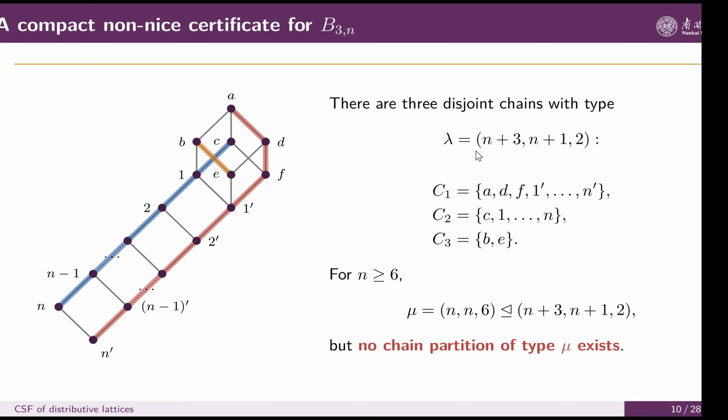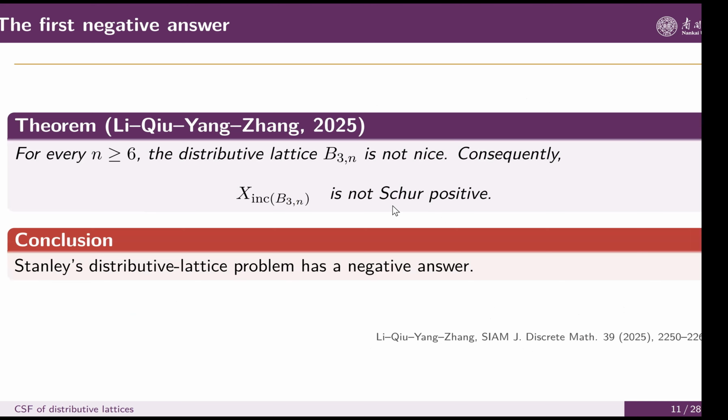We just prove by definition that it has such a lambda, (n+3, n+1, 2), as a stable partition. And there is another mu, (n, n, 6), dominated by this lambda, but there is no chain partition of type mu, because this poset has such a simple structure that we can show it in a few words. So now we have this distributive lattice that is not nice and hence not Schur positive, which is a negative answer to Stanley's question. But Stanley also mentioned that this may not be Schur positive and it doesn't.